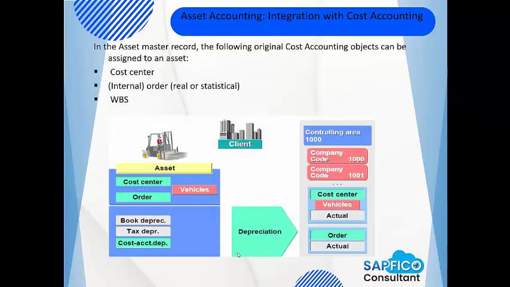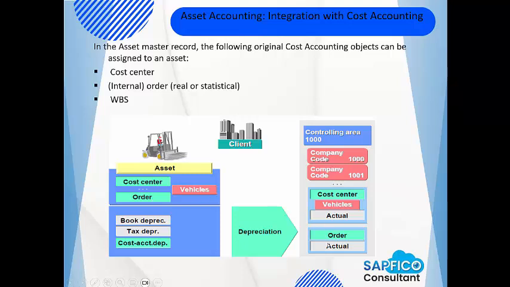So asset accounting is tightly integrated with cost accounting. Cost accounting means the cost center module and the CO controlling module. So it could post to the various objects in cost accounting. It is cost center, internal order, it can be real or statistical. If it is statistical, then of course we need to do a posting onto a cost center, which can be real. Then a WBS. So if you want to post to a project, then a WBS can be assigned in the time-dependent area. So in the asset master, if you see, this is the asset master, we can assign here cost center, order, and so on and so forth.